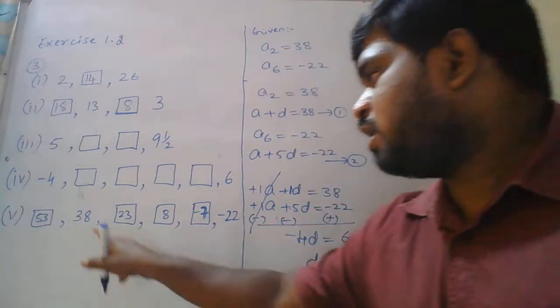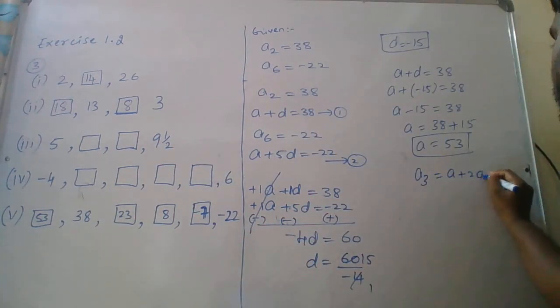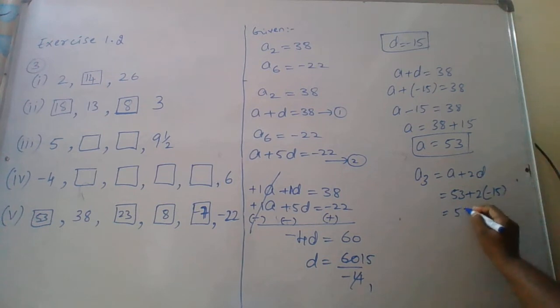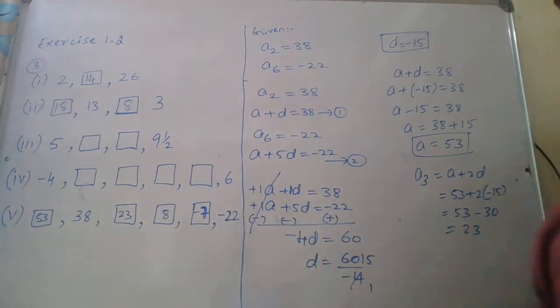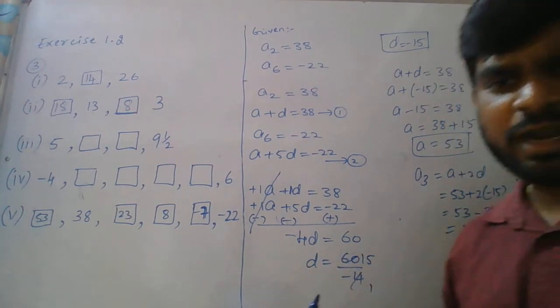This is the third term, right? Use the formula. A3 is A plus 2D. What is A? 53 plus 2 times D, and the D value is minus 15. 53 plus 2 into minus 15 is minus 30. 53 minus 30 is 23. You got it. Similarly, for the fourth term, you use the formula A4 is equal to A plus 3D.